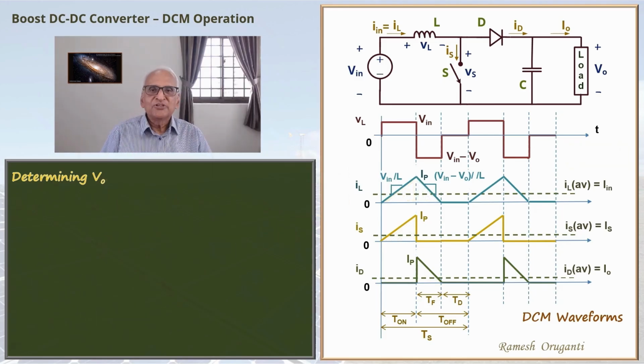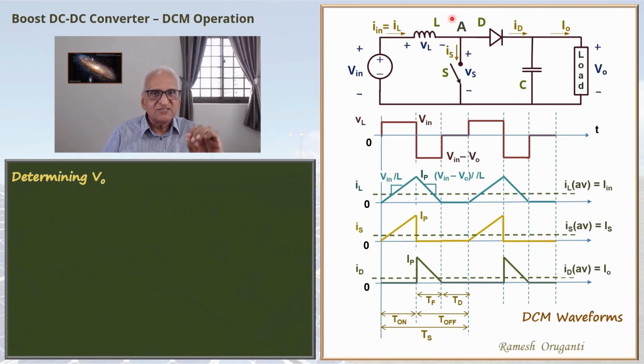We are continuing the derivation. Now we have the switch current, but switch current is an in-between current. It's neither the output current nor the input current. So we have to relate the switch current to the input current and the output current. Let's do that. We look at this node A.